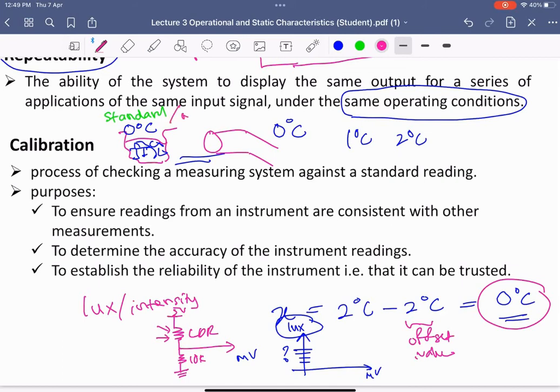You also can use a material that has a known value, like ice, right? You also can use the standard devices in the market, for example, the meter or instrumentation in the market. For example, you can have the thermometer here, the standard thermometer, and then you can compare your instrumentation with that standard thermometer.